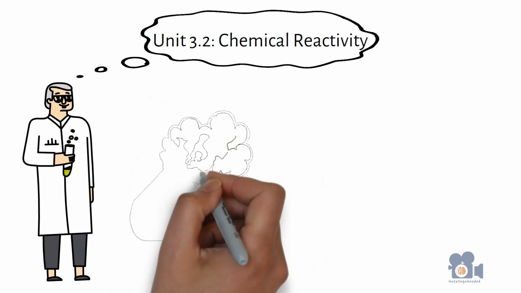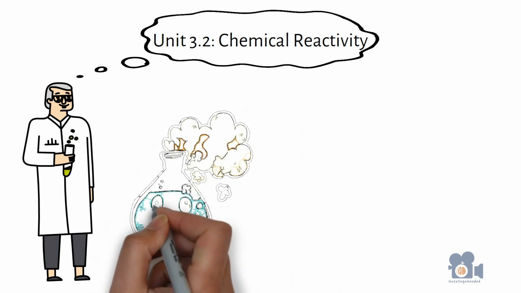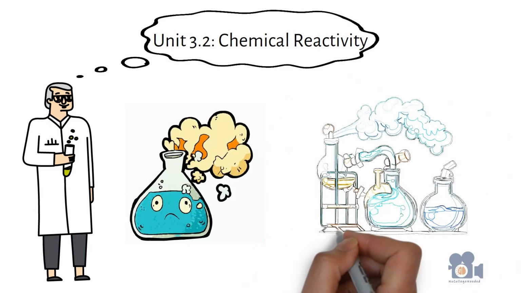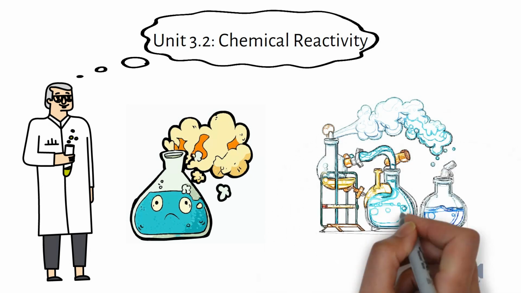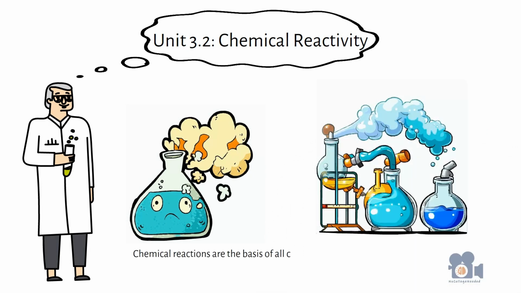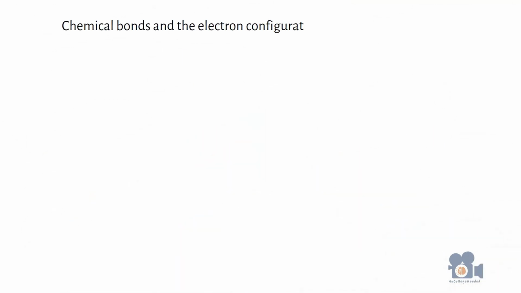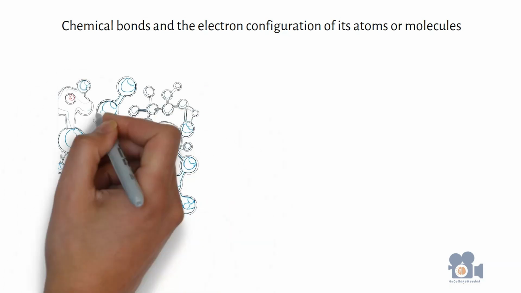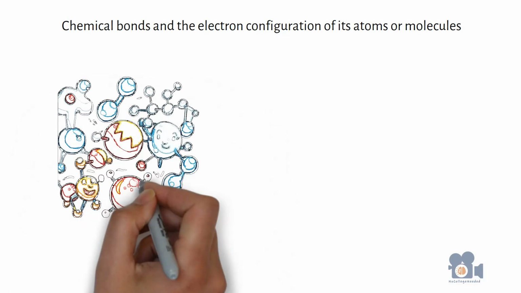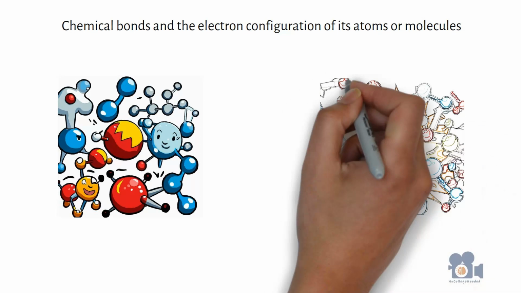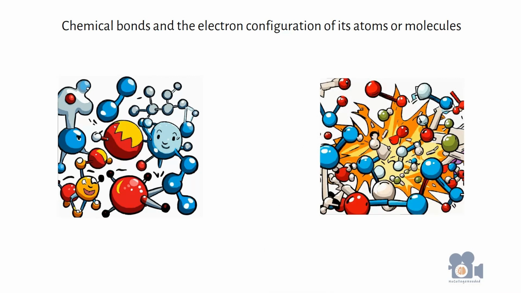Chemical reactivity refers to the ability of a chemical substance to undergo chemical reactions with other substances. This is a fundamental concept in chemistry because chemical reactions are the basis of all chemical processes and transformations. The reactivity of a substance is determined by the nature of its chemical bonds and the electron configurations of the atoms or molecules. As noted previously, chemical bonds are formed by the sharing or transfer of electrons between atoms or molecules, and the stability of these bonds depends on the energy required to break them. The more easily a bond can break, the more reactive the substance will be.